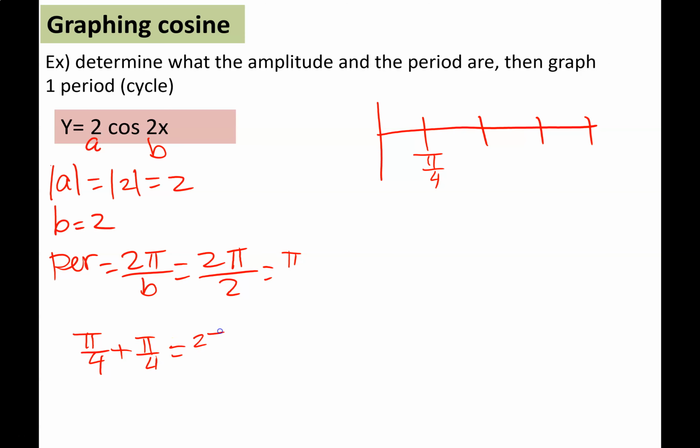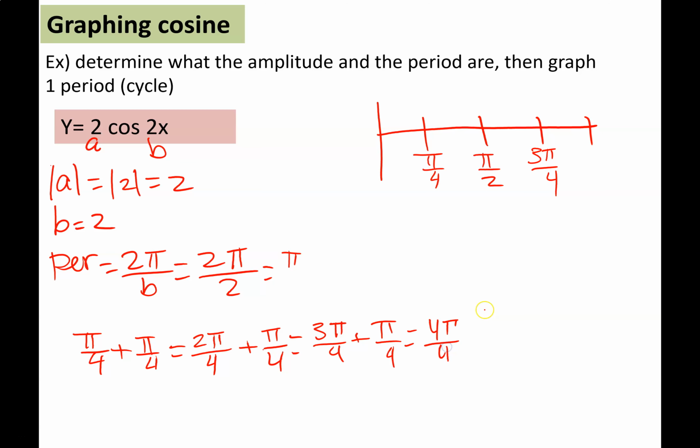So that's going to be 2 pi over 4, which is pi over 2. And then we're going to add another pi over 4. Sorry, I have my numbers all crazy today. And that should be 3 pi over 4. And we're going to add another one, and that'll give us 4 pi over 4. Again, that'll simplify, and that'll just give us pi here. Okay, so make sure you have that. We're going to finish graphing it on the next one.